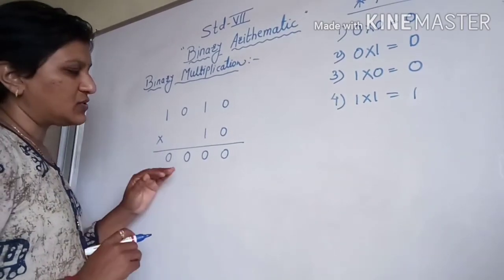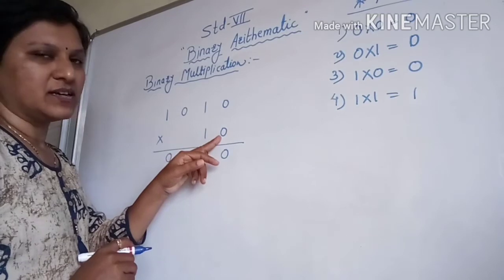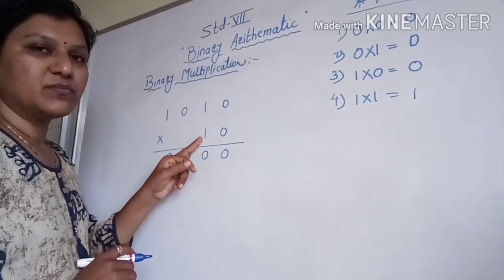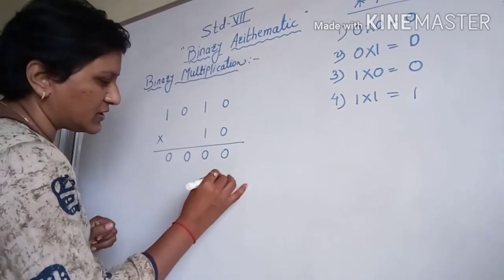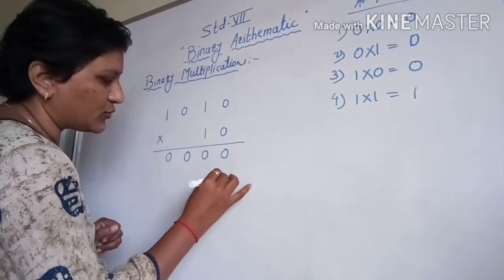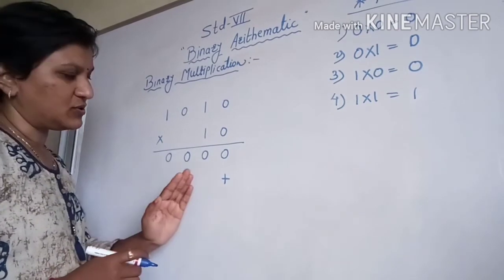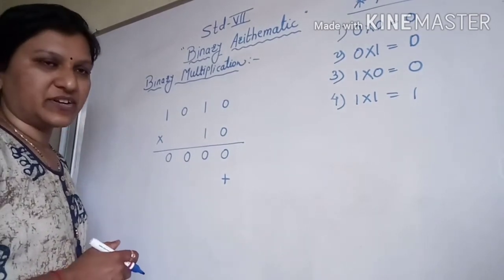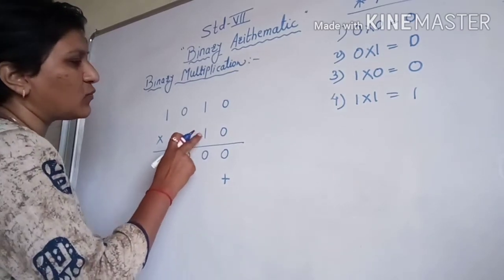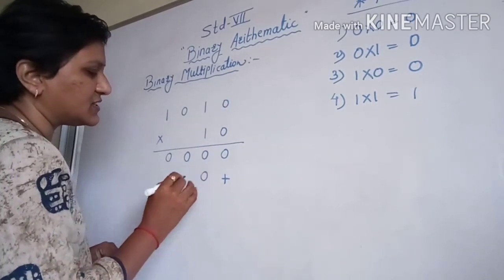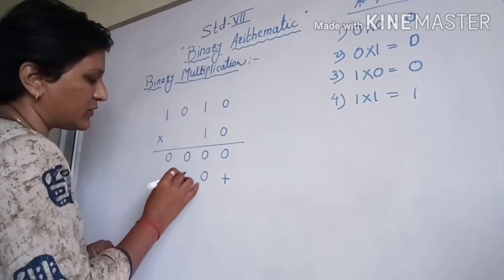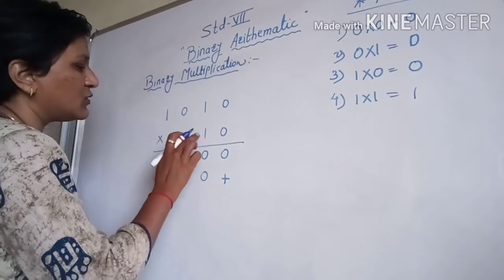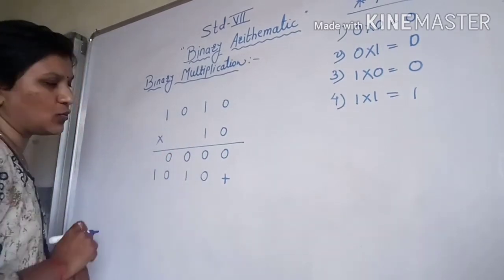Once we have done the first part, that is the multiplication from one digit, now we will move to the multiplication of the second digit. Here, as you know, we are going to put a plus sign because we are shifting the multiplication one digit to the left-hand side. So multiplying 1 by 0 gives the result 0. Multiplying 1 by 1 gives the result 1. 1 into 0, the result will be 0. 1 into 1, the result will be 1.